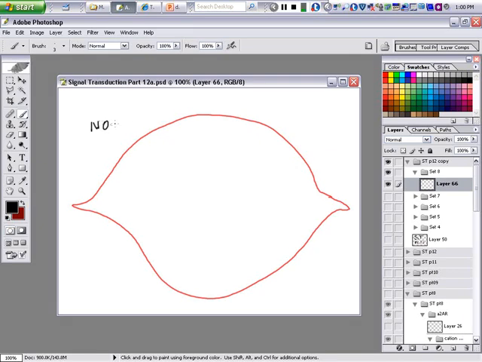And this NO is going to go into these cells. And in these cells there is going to be an enzyme. Very happy enzyme. And the NO is going to activate this enzyme, and this enzyme is going to catalyze the conversion of GTP into cyclic GMP. So that's the first step.